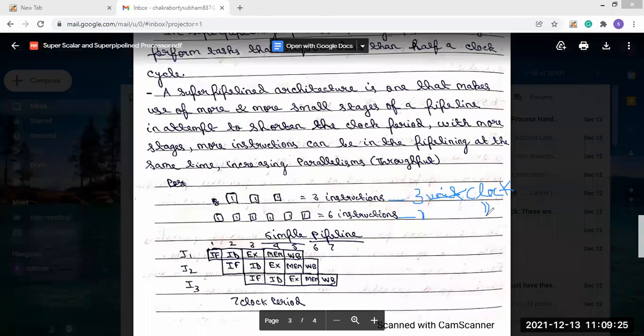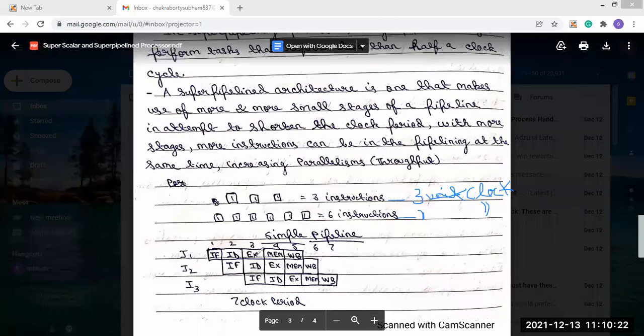So here in the simple pipeline, we are considering 5 stages for instruction execution. In the first clock cycle, instruction 1 does the instruction fetch. Then in the second clock cycle, instruction 1 starts instruction decoding, and at that particular moment the second instruction starts the instruction fetch. So in this second clock cycle instruction 1 is decoding, and instruction 2 is doing the instruction fetch.